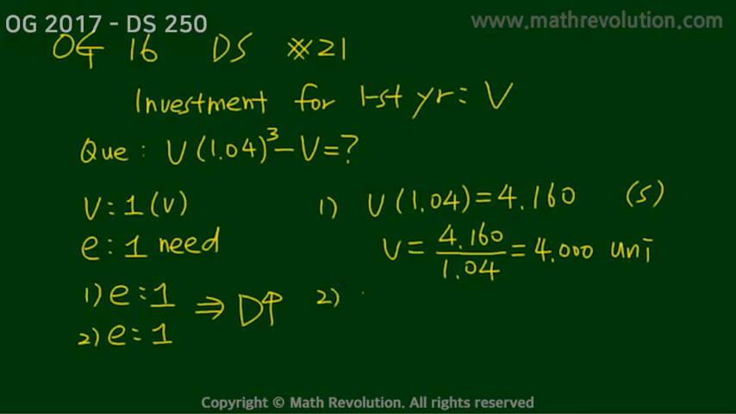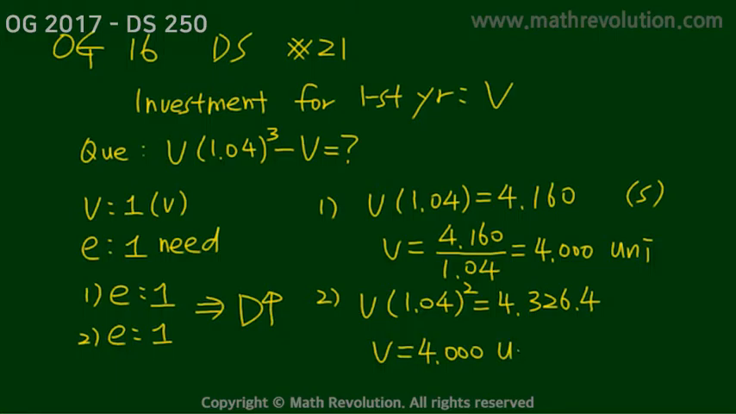And the condition 2 states V times 1.04 to the power of 2 equals $4,326.4. And V becomes $4,000 again. And the condition is sufficient because the answer is unique. So the correct answer choice is D.